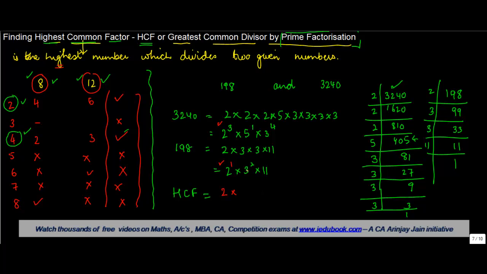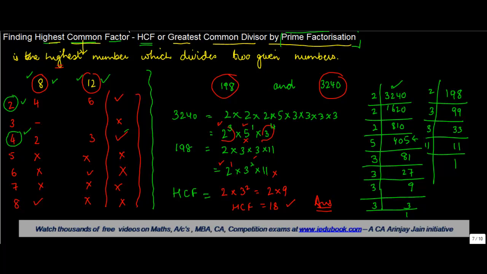Right? We have 3 to the power 2 here and 3 to the power 4 here. So which is the lower one? Obviously 3 to the power 2. This is gone. This is gone. We have 5, but we don't have 5 here, so we drop it out. Similarly, you have 11, but you don't have 11 here. You drop it out. Hence, there is nothing further really to multiply. 2 into 9, 18. So the HCF of 198 and 3240 is 18, and that is the answer.